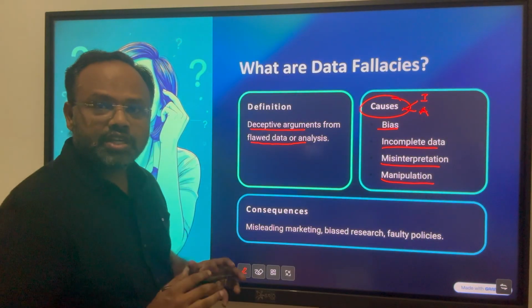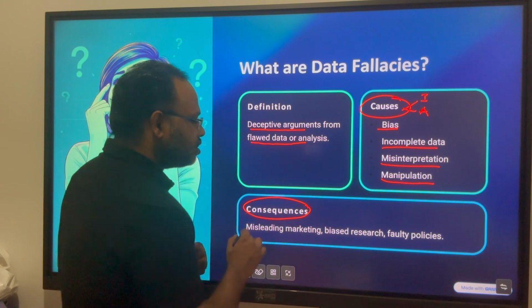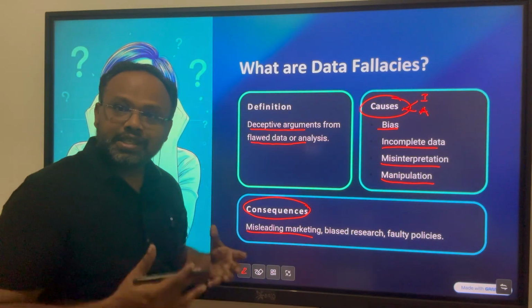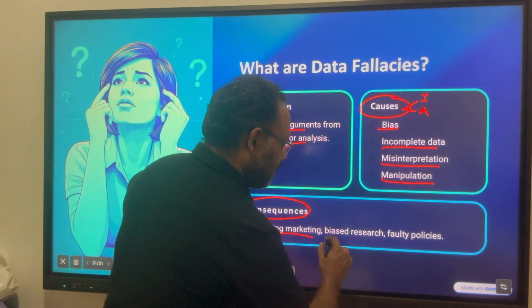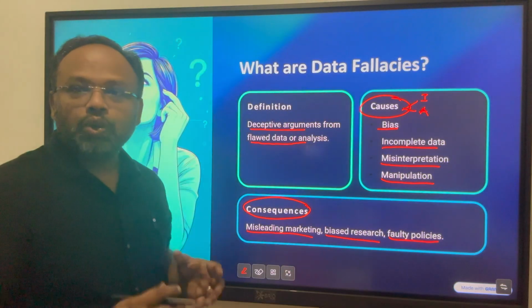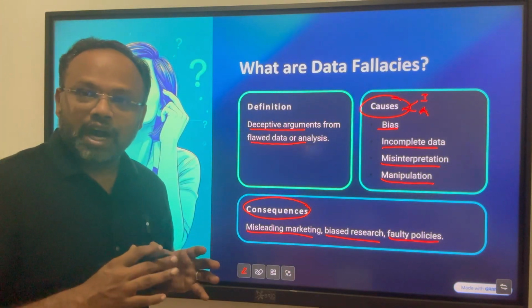Now, what are all the consequences of data fallacies? Mostly, it leads to misleading marketing of items, persons, etc. It can produce biased research. It can make faulty policies out of the existing data and its analysis.